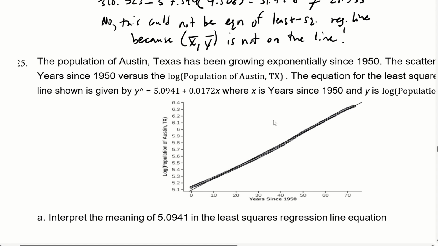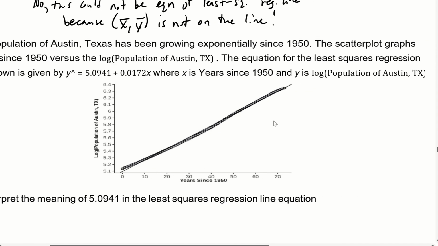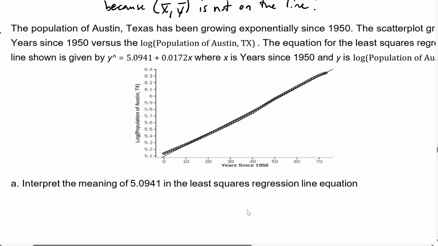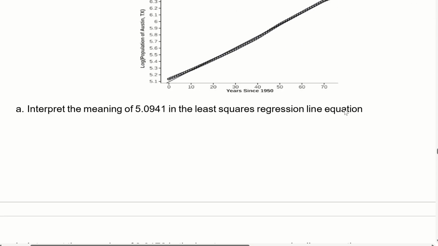All right, so the next one, 25. The population of Austin, Texas has been growing exponentially since 1950. A scatterplot graphs the years since 1950 versus the log of the population. Okay, so we're looking at another lesson here. This is now chapter 3, lesson 3. So we're graphing the log versus the years. It says the equation of the least squares regression line is given by this, where x is years. Interpret the meaning of 5.0941 in the least squares regression line equation.